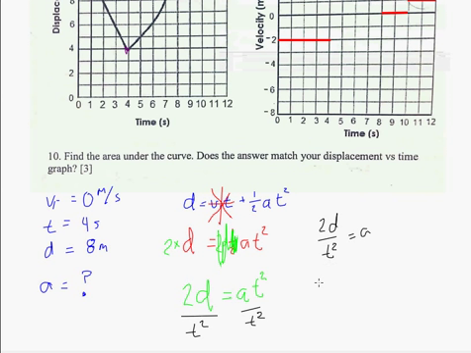Alright, and we can just plug in now. 2 times 8 is going to be 16 meters, divided by my time, 4 squared, which is 16 seconds, and I about made a mistake, squared. So when we divide these, you should get an a equal to 1 meter per second squared. Okay. Alright, we've got that first part done.